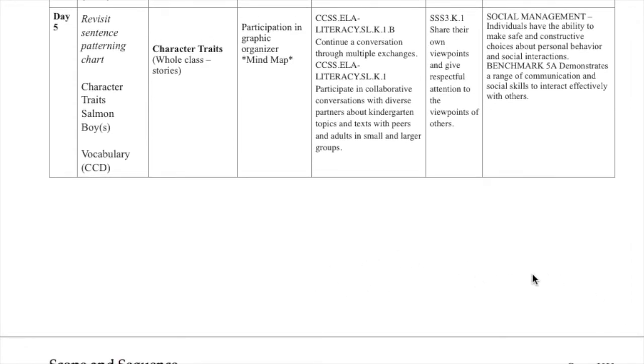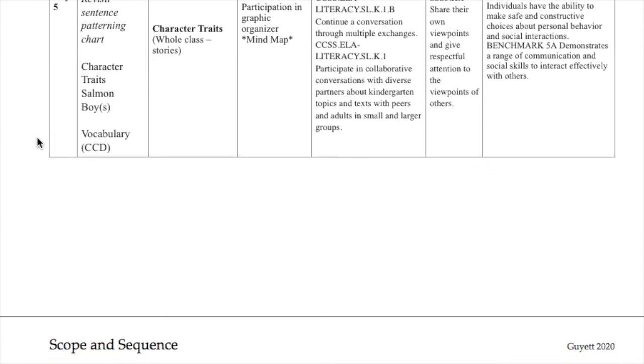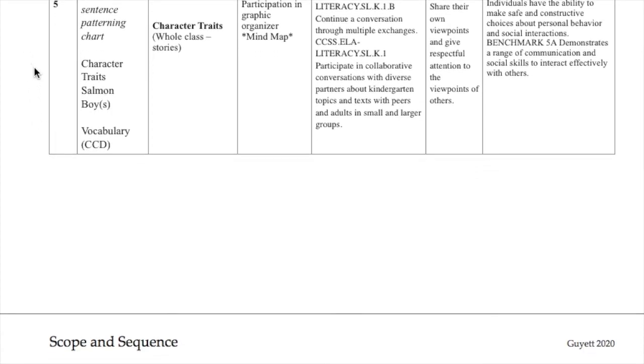Day 5, we want to revisit our sentence patterning chart, which we got from our guided oral practice, as well as start to look at some of our character traits. This is a very important activity to meet a lot of our different standards. And so I encourage, if you feel like your class needs more time on this specific activity, go ahead and take that time now. The days are really just used as pacing. If you feel like your day 5 needs to be 3 days, go for it. Whatever works best for your class. We just wanted to make sure that we had a general idea of the flow of the unit.